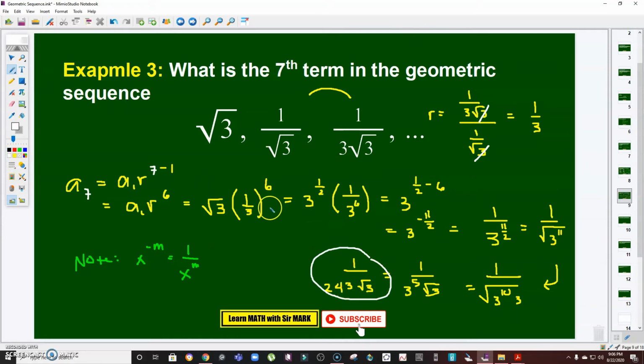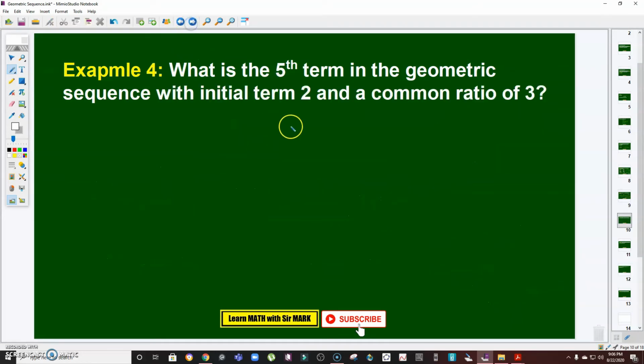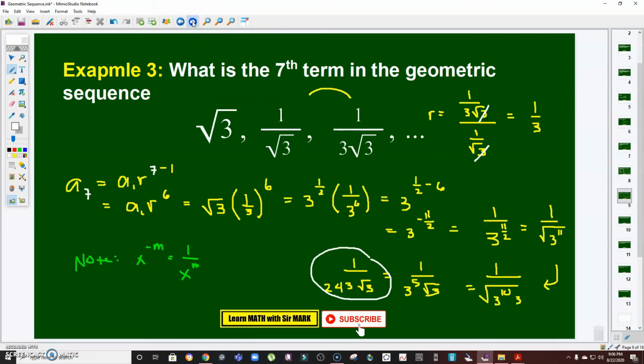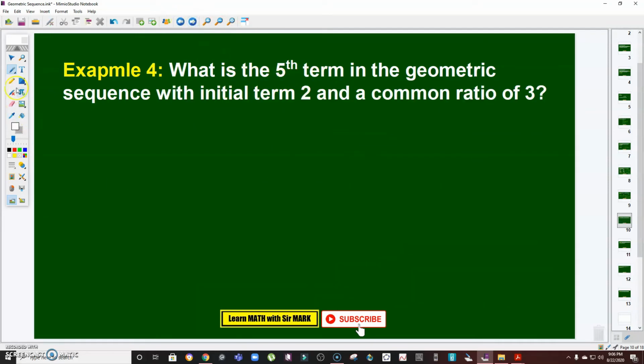Sundan nyo na lang yung solution. Okay. So, next. Problem number 4. I guess this is easier compared to number 3. What is the 5th term of the geometric sequence with initial term 2 and a common ratio of 3? Again, we're looking for the 5th term.